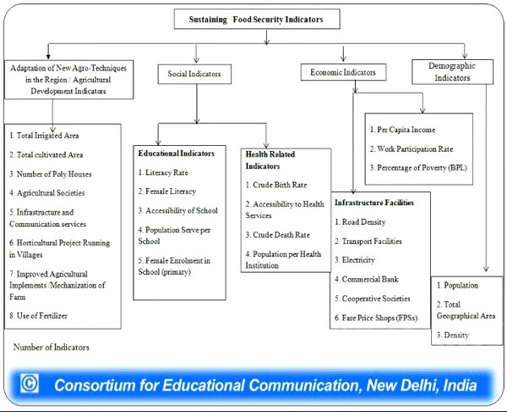I would like to put before you here a model of sustaining food security indicators. You can see adaptation of new agro techniques in the region. Agricultural development indicators are very, very important. Social indicators, economic indicators, demographic indicators. Under economic indicators, we have per capita income, work population rate, percentage of poverty. Health related indicators, we have the crude birth rate, accessibility of health services, crude death rate, population per health institution. Infrastructure development is very, very important.